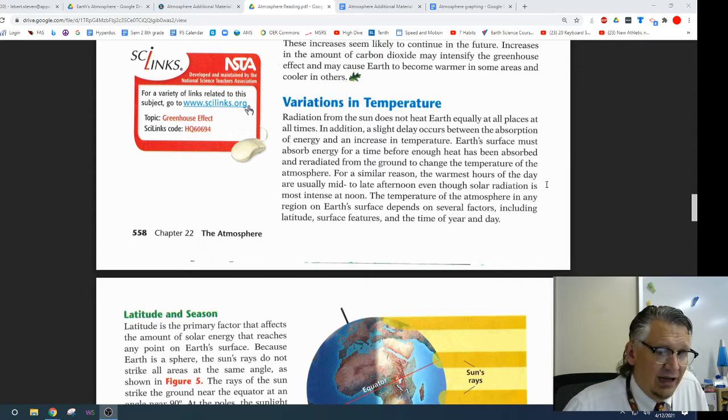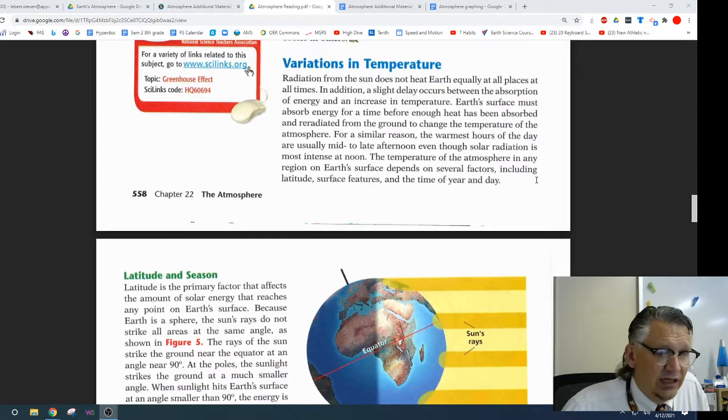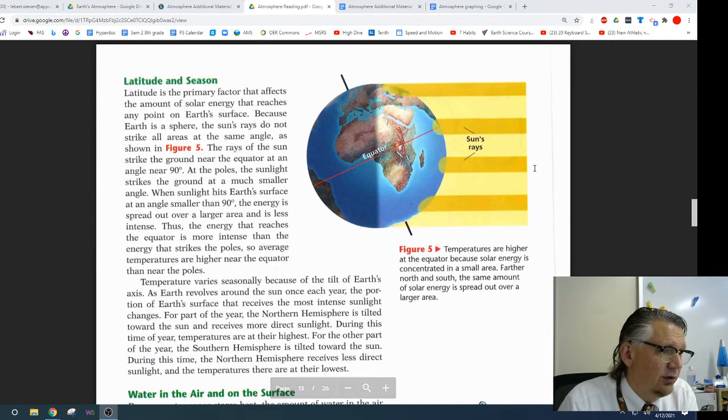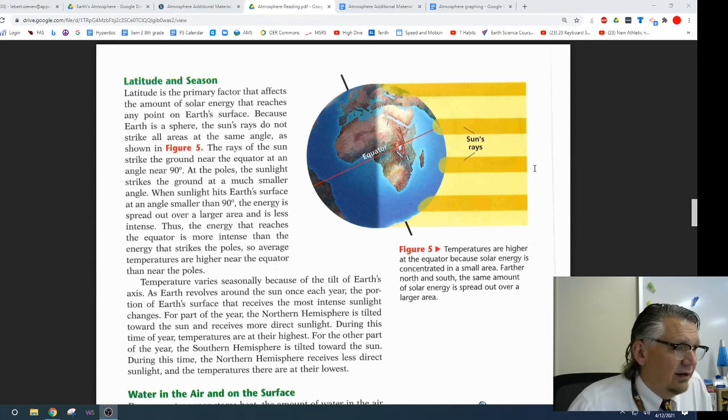The temperature of the atmosphere in any region of the Earth's surface depends on several factors, including latitude, surface features, and the time of the year and day. Latitude and season. Latitude is the primary factor that affects the amount of solar energy that reaches any point on the Earth's surface. Because the Earth is a sphere, the sun's rays do not strike all areas at the same angle, as shown in Figure 5.